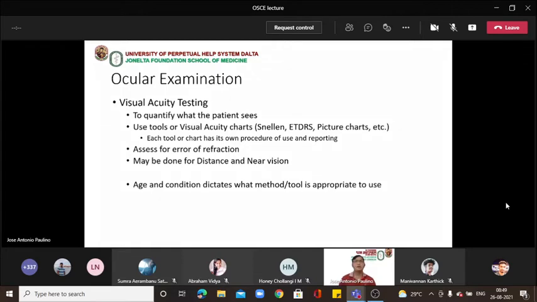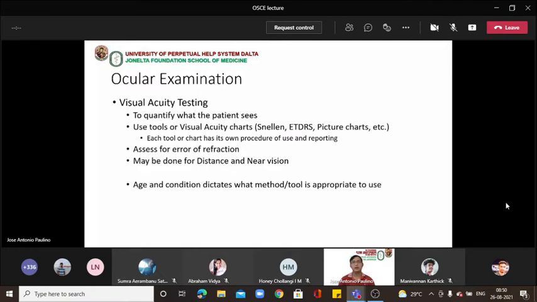So we start with the visual acuity testing. Most of the time, our patients come in for blurring of vision. So we have to quantify what the patient sees because we don't know what the patient came with, and if ever we treat, we have to know how much improvement or worsening would happen. So when we do the visual acuity testing, we use tools or visual acuity charts. Usually we use the Snellen chart, which is available to everyone.